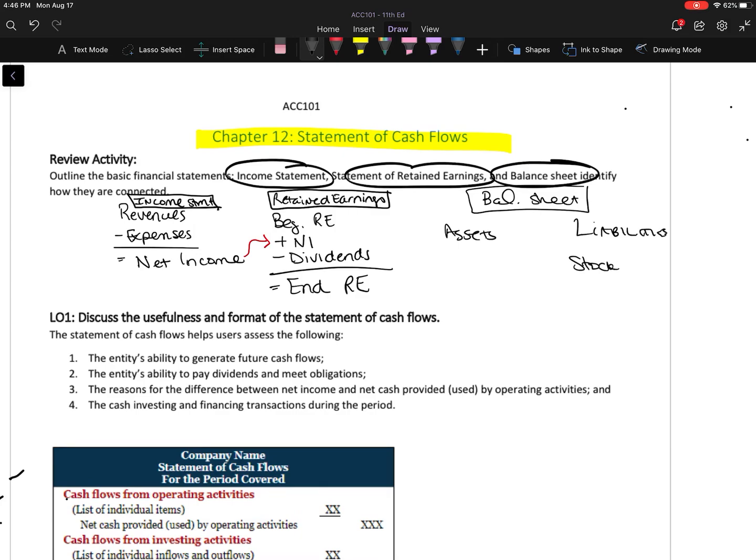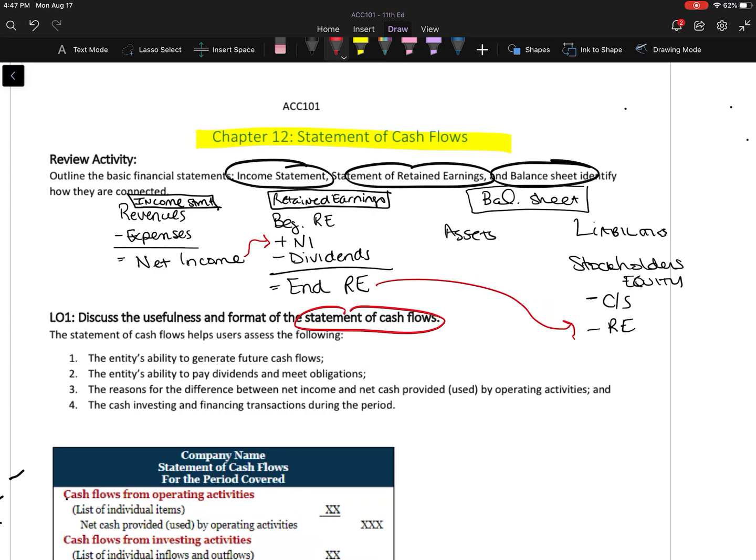Your balance sheet looks like the accounting equation. You have your assets, your liabilities, and stockholders' equity, which consists of common stock and ending retained earnings. And again, retained earnings comes from that previous statement.